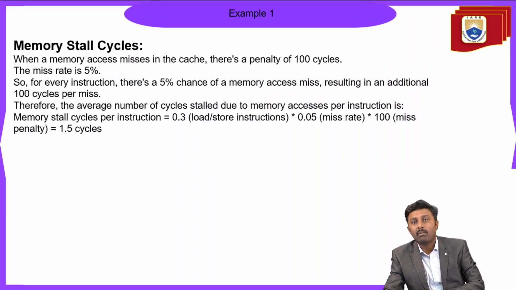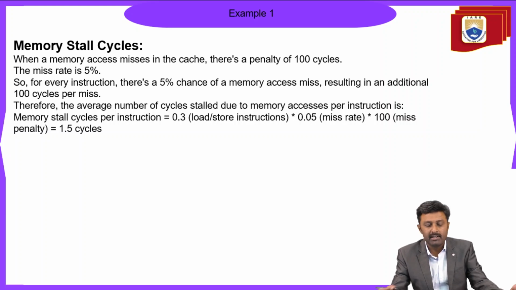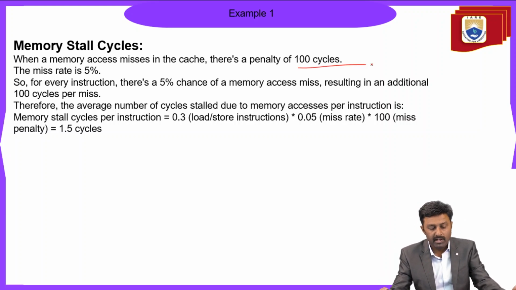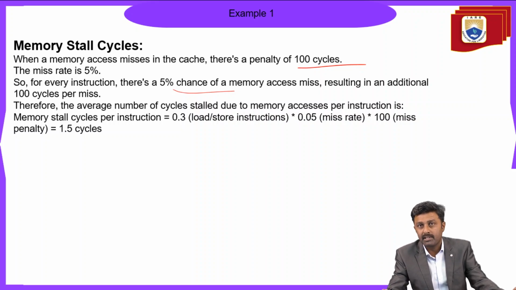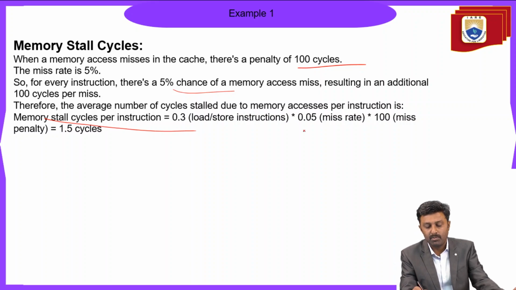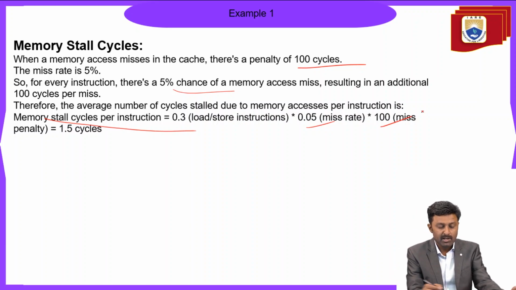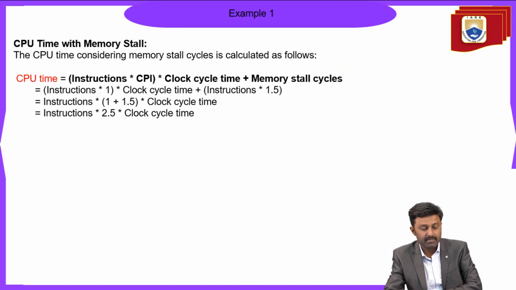Then how to calculate the memory stall cycles? When a memory access misses the cache, there is a penalty of 100 cycles. The data is given: for every instruction, there is a 5% chance of a memory access miss, resulting in 100 cycles per miss. We'll calculate this with the formula, that is 0.3 into the load store instructions into 0.05, that is 5%. Then the value of 100 is given as the miss penalty. So the total memory stall cycles are 1.5 cycles, which is the extra time taken for execution of the instruction.